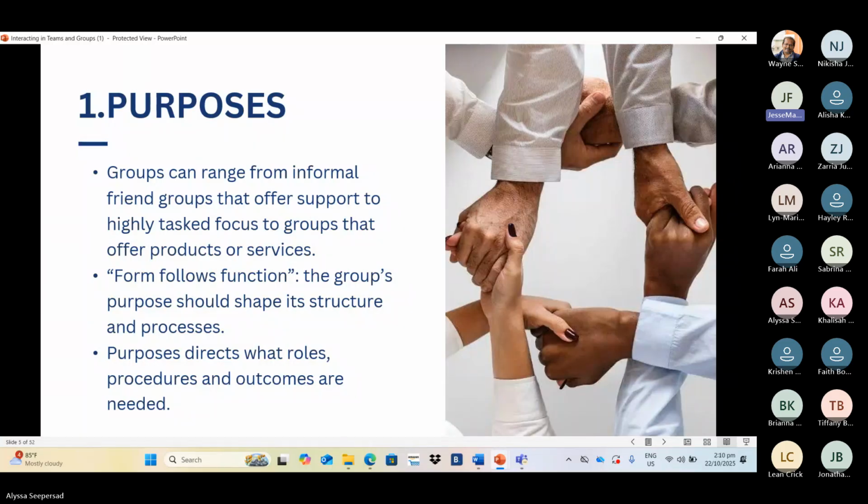So this statement is actually an architectural principle coined by Louis Sullivan. It implies that an object's design and structure should be determined by its purpose. This principle has actually been adopted in various fields, and in this context of groups, it implies that a group's purpose should shape its structure and processes. Purposes also direct what rules, procedures, and outcomes are needed in the group.